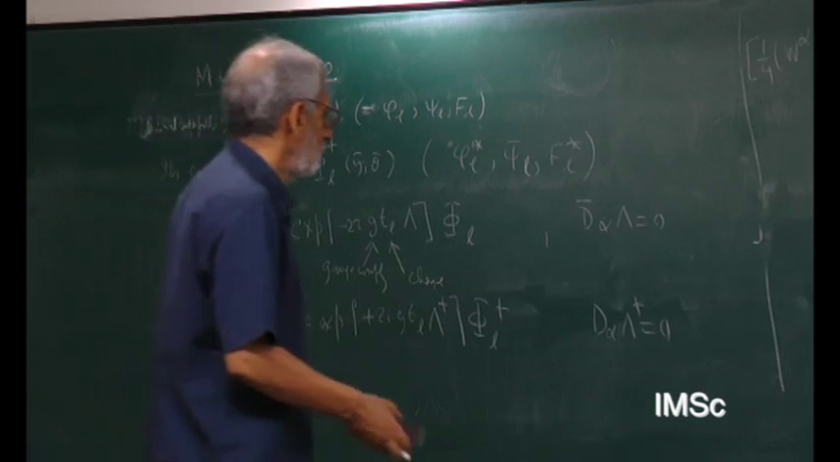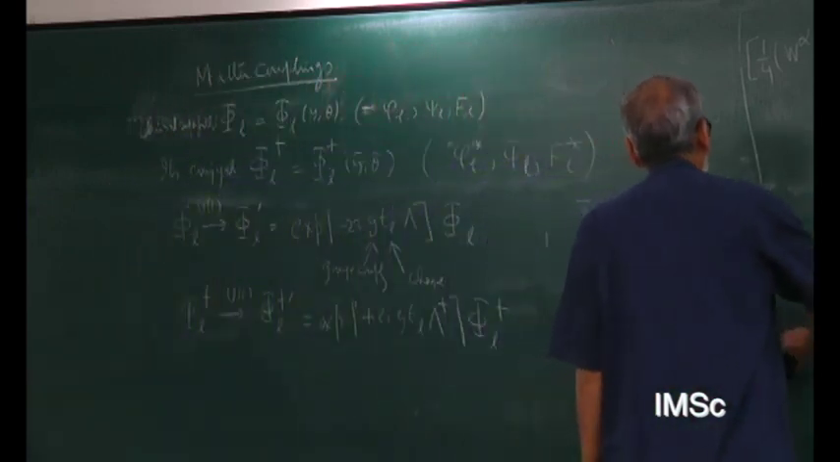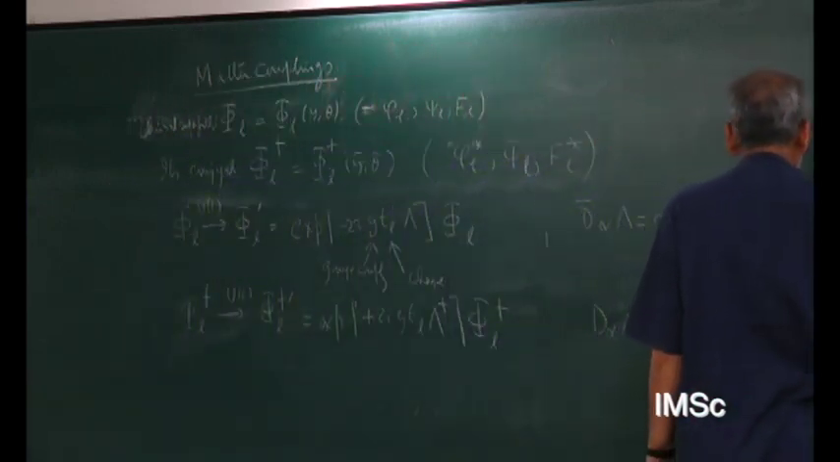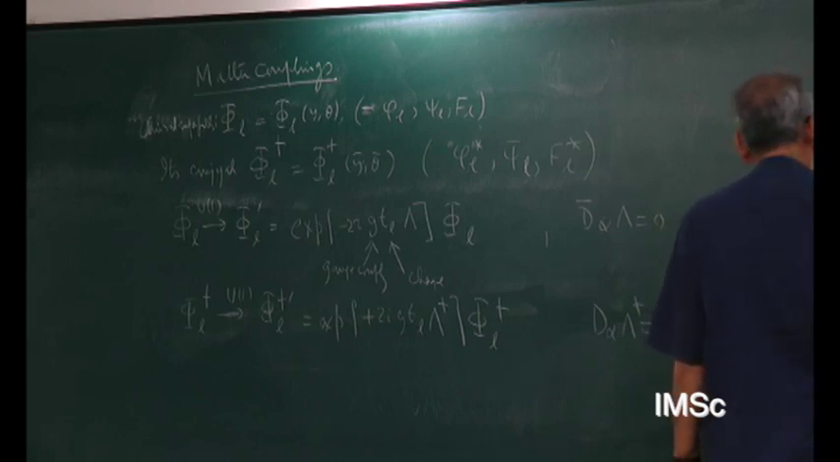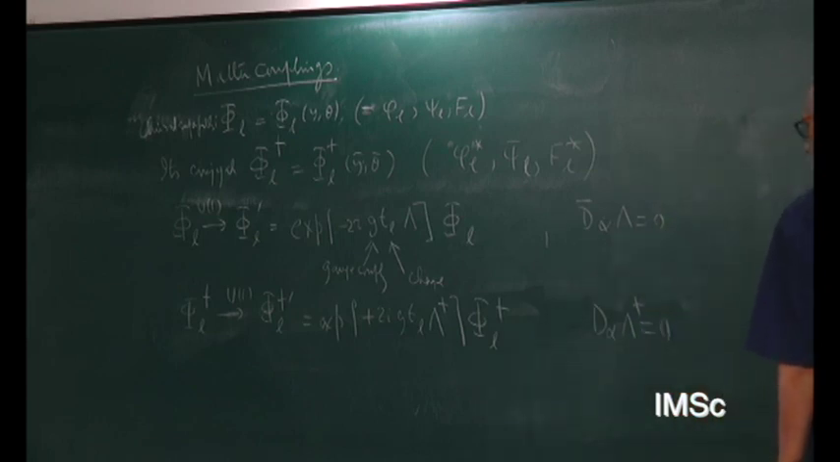So by construction, gauge transformations on Φ and Φ† don't change their chiral nature. Φ_L transforms, is still chiral, and Φ† is anti-chiral.